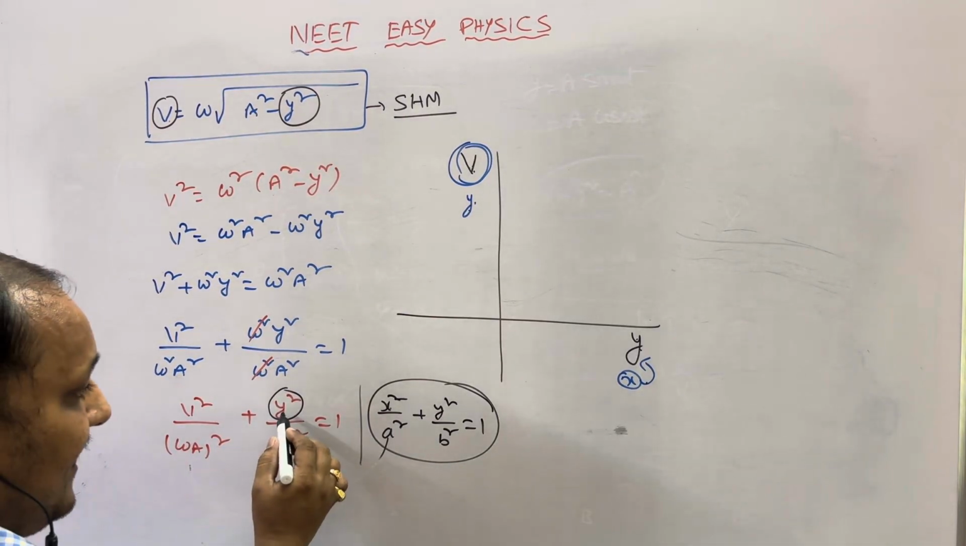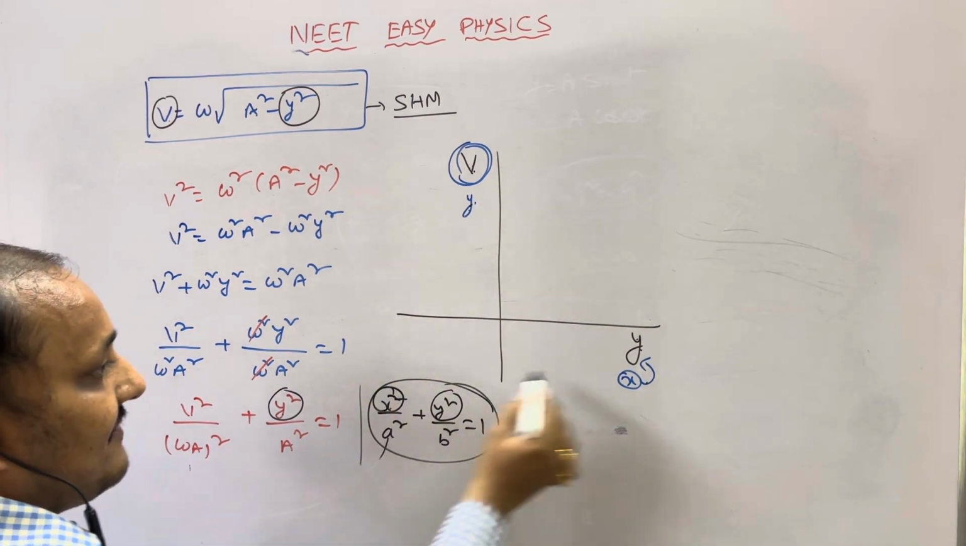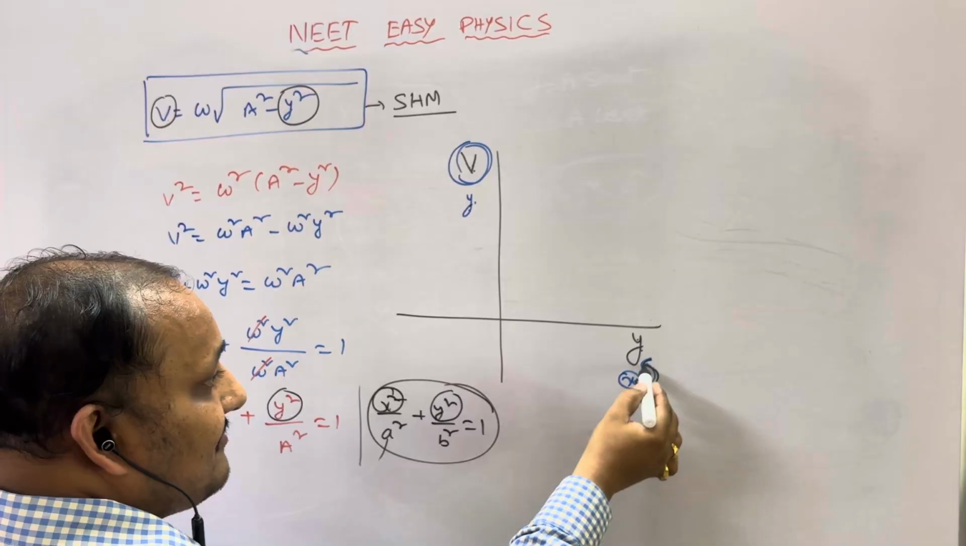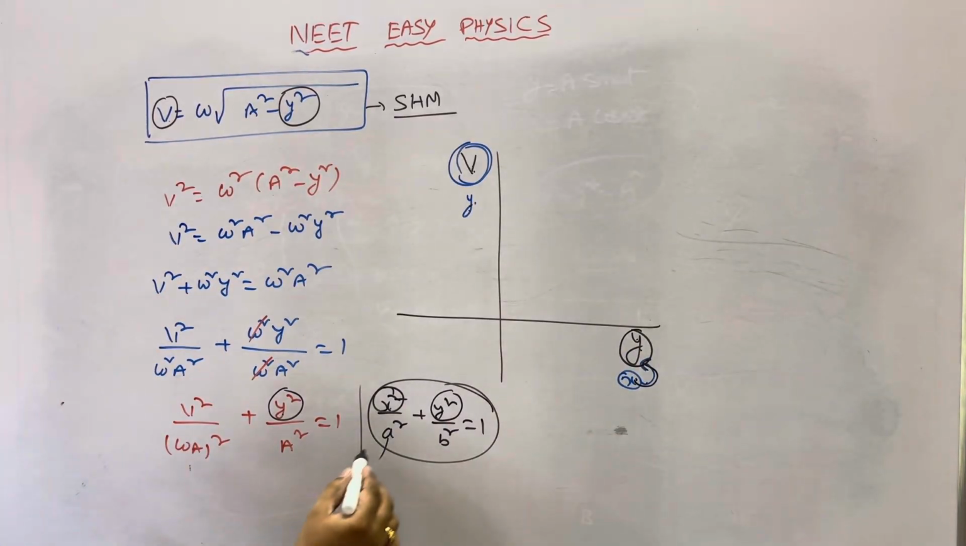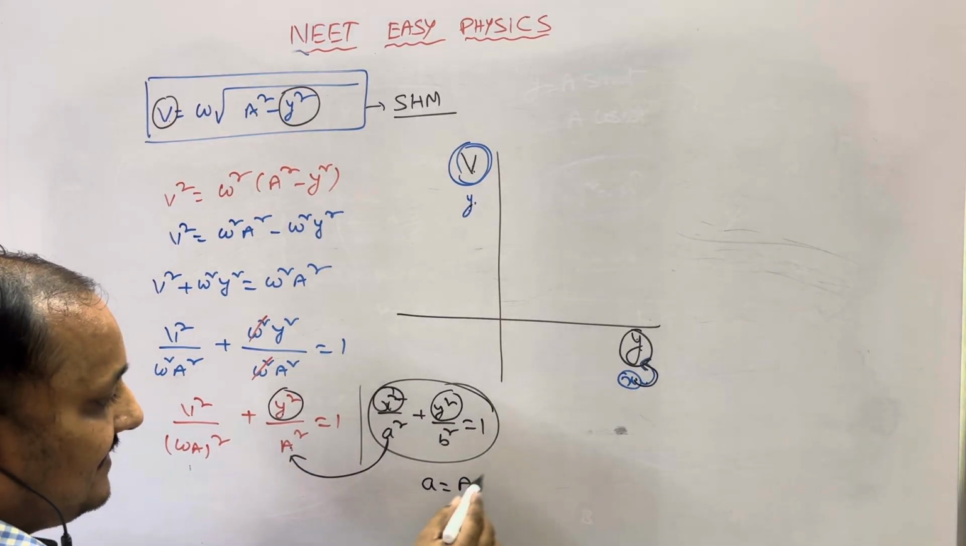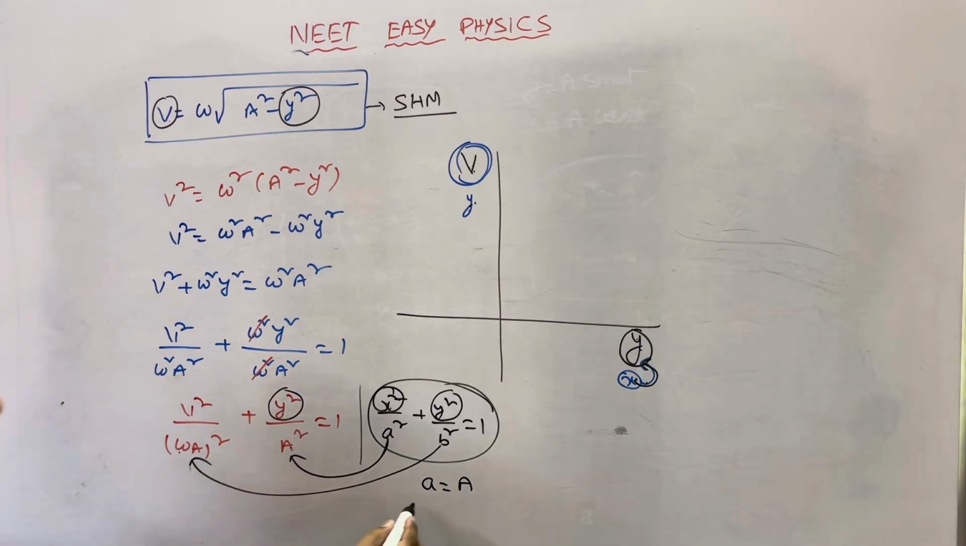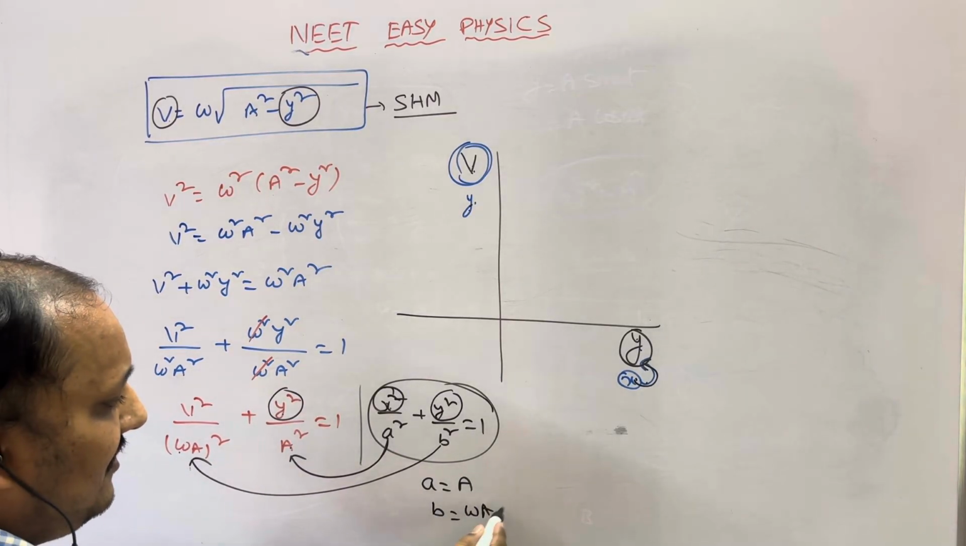So why have we taken y square on the y axis and x square on the x axis? On the x axis, displacement is there. Therefore a square is on the x axis, the semi-major axis. Next, what is b square? b square is omega a whole square. Therefore b is equal to omega a.